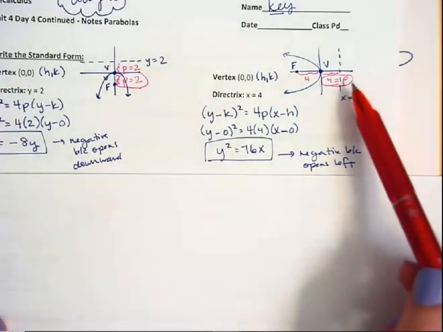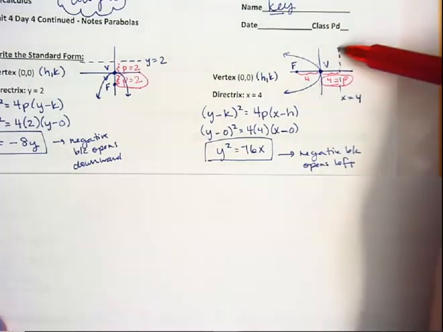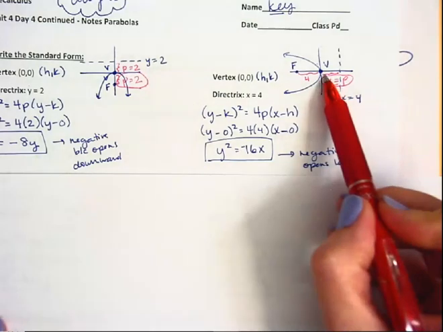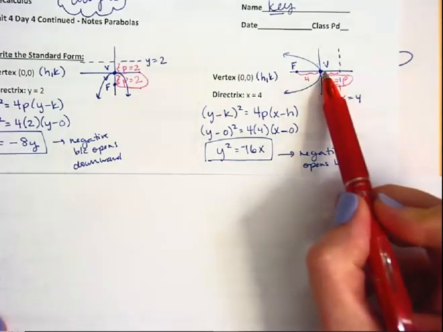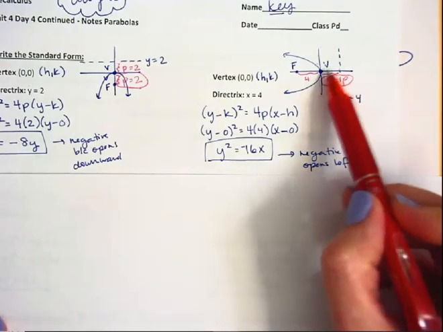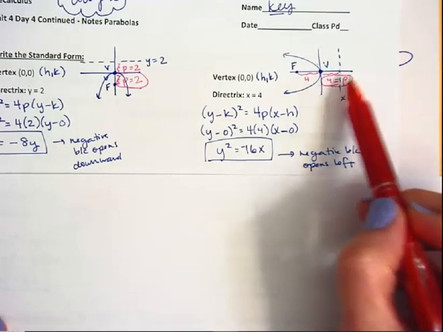All right, here's my work for this problem. My directrix is here, x equals 4. My vertex is at 0, 0. The absolute value of the distance, or my p-value, is 4, because from this point to this directrix the length is 4.